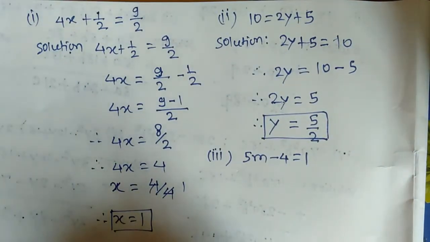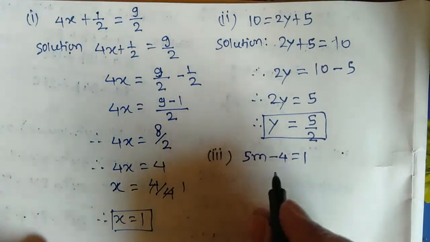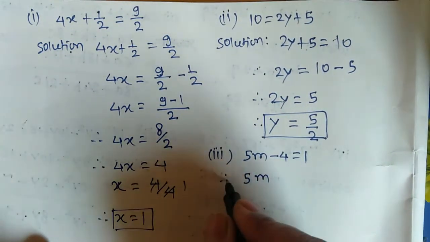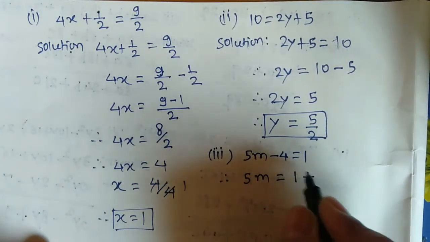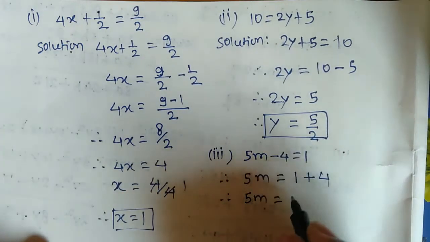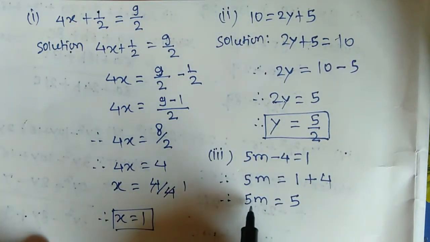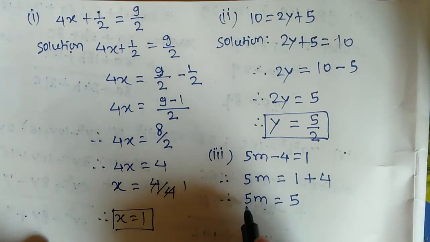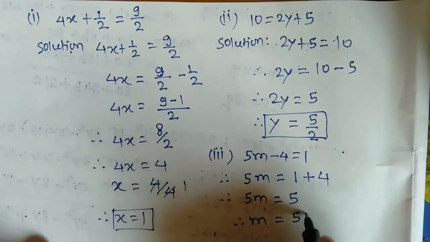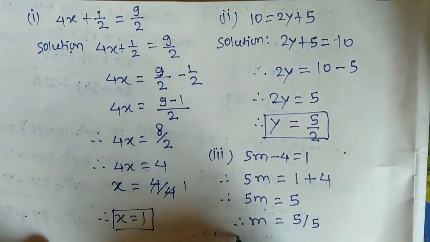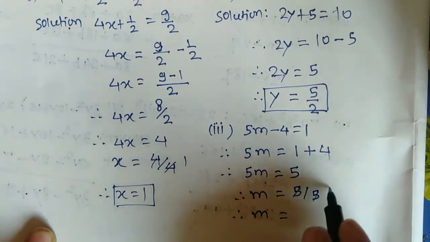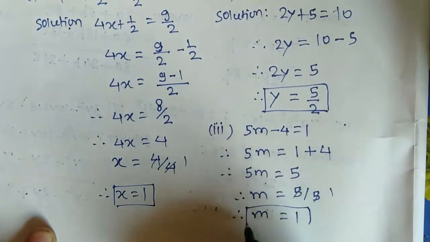Third is 5m minus 4 is equal to 1. So minus 4 goes to the right side, it becomes positive. Therefore 5m is equal to 1 plus 4, so 5m is equal to 5. Now this 5 is multiplied with m, so when this 5 goes to the right side, it becomes divide. So 5 divided by 5. Therefore m is equal to 5 ones are 5. It is a 1. And this is the final answer.